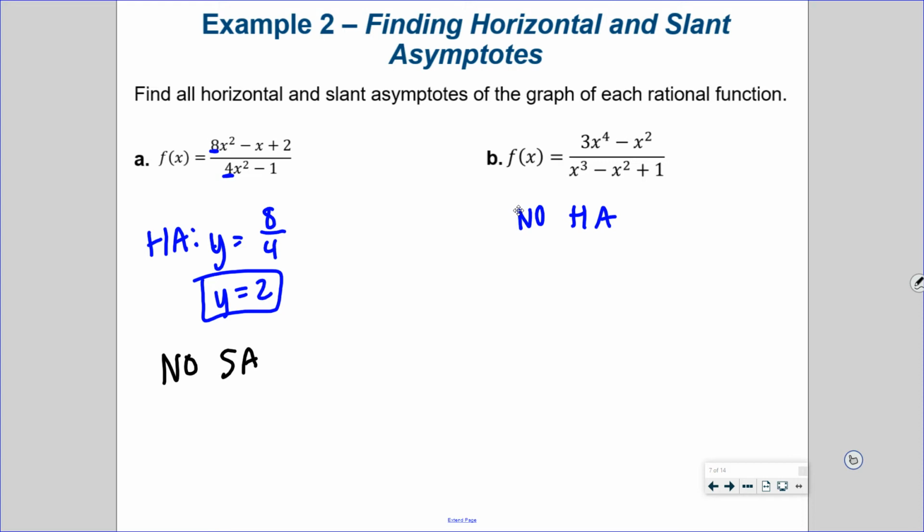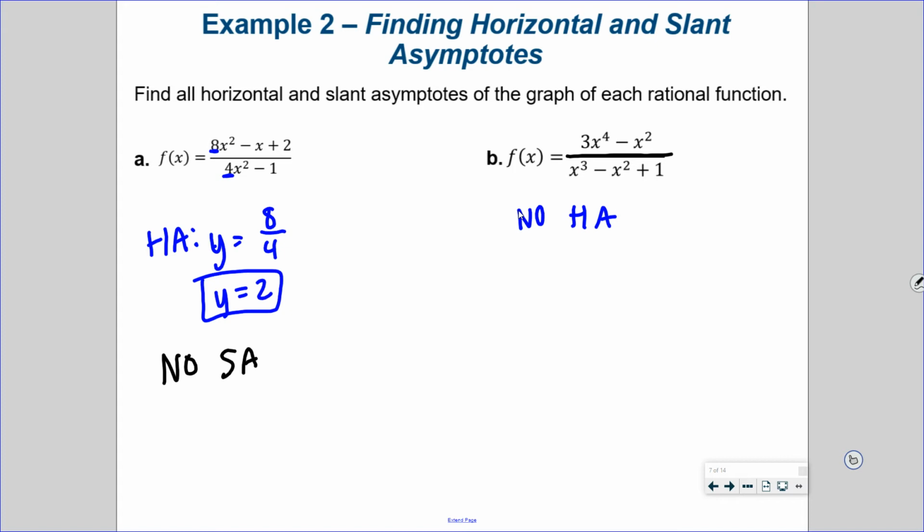Okay, so here's how you find slant asymptotes. This is algebraically, but you probably haven't done this before. So we're going to basically do the division of our rational function. We're going to do 3x to the 4th minus x squared divided by x cubed minus x squared plus 1.